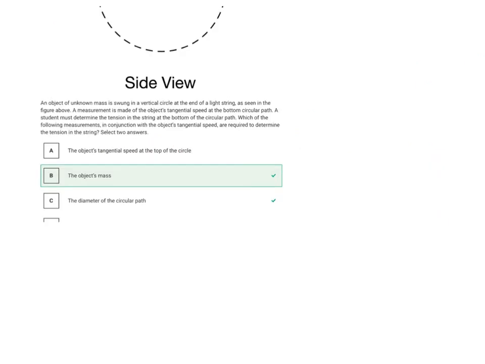Here you've got a problem where we've got an object of unknown mass going in a vertical circle at the end of a string. A measurement's made of the object's speed, tangential speed, at the bottom of the circular path, so down here. And the student has to determine the tension in the string at the bottom of the path. Which of the following measurements in conjunction with, that means in addition to the object's speed, are required to figure out the tension? So the student has the speed, but we need other information, and it tells you to pick two answers here.